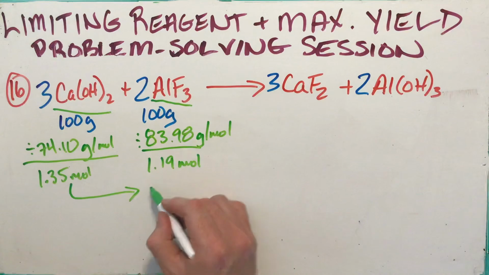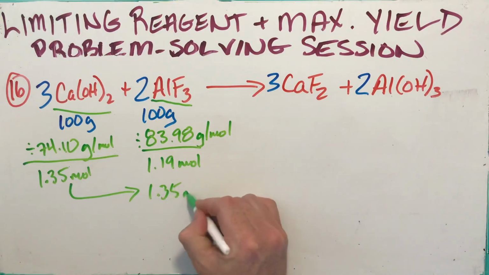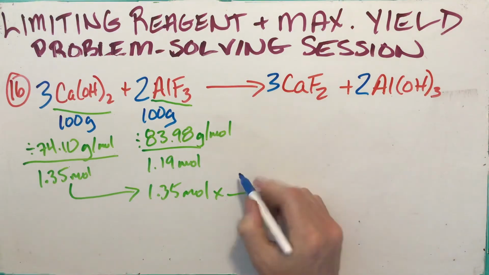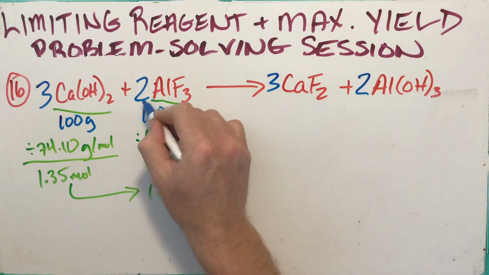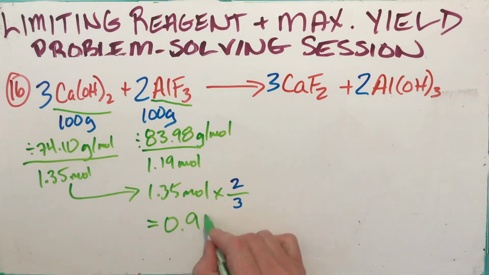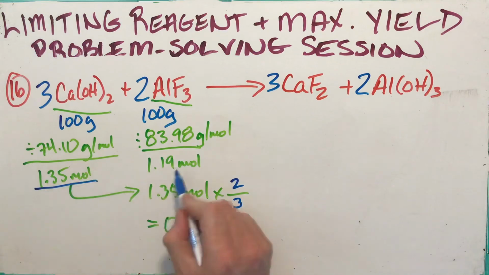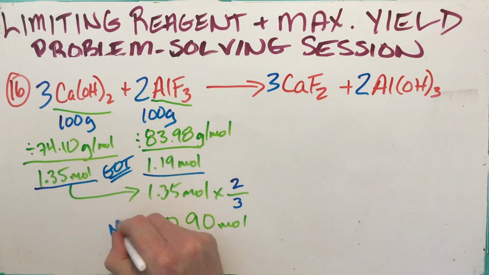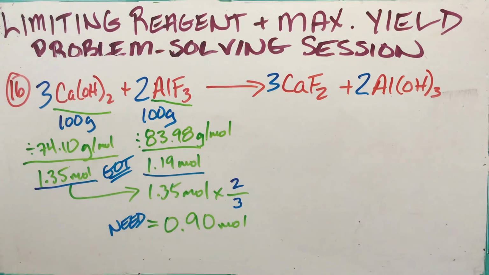I always take this one and bring it over, so I'll keep doing that. 1.35 moles times my mole ratio, which in this case is 2/3. Head of the arrow is at 2, the heel of the arrow is at 3, head over heels. And when I do that, I end up with 0.90 moles. So these values right here and right here, that is what I got. This is what I need.